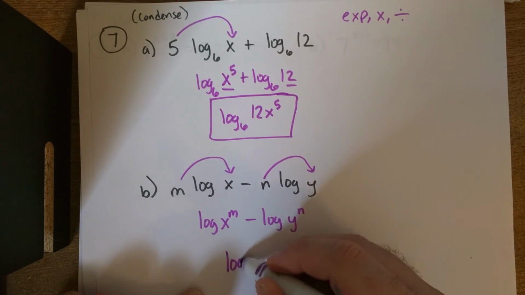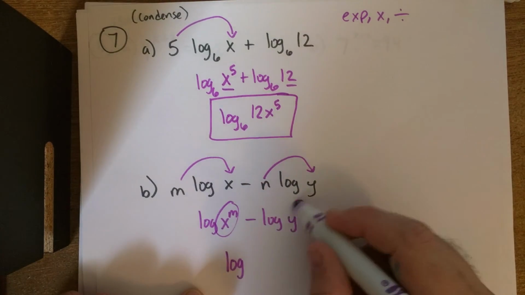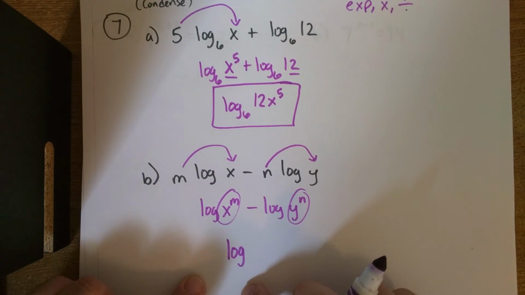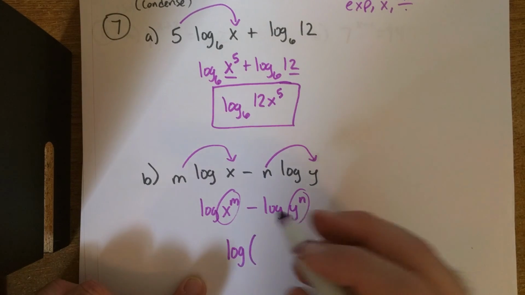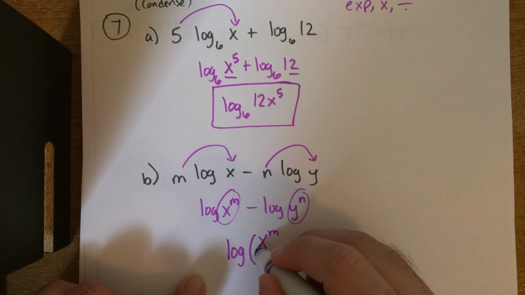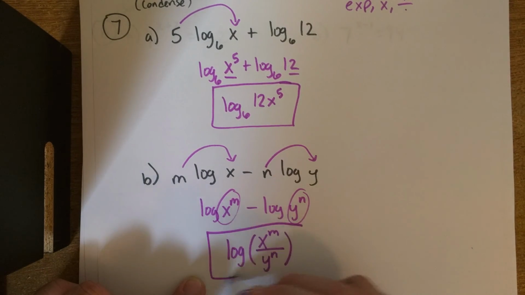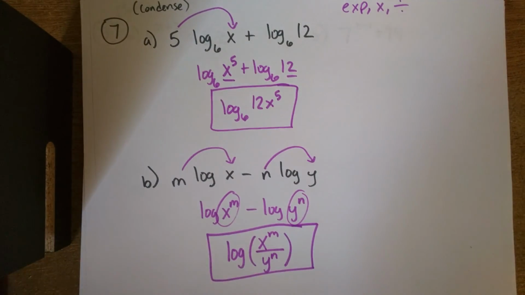It's still a single log, but what are you dividing? You're dividing this and this. So don't write log over log. That's a very common mistake. Just say one log, and also put parentheses and do x to the m. So that's the first thing we have over y to the n, and that's it. I'll do the rest of the problems in part 2.